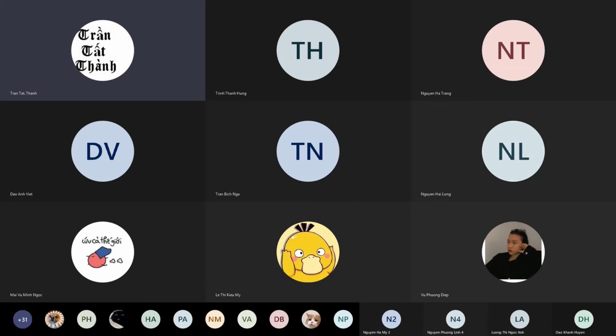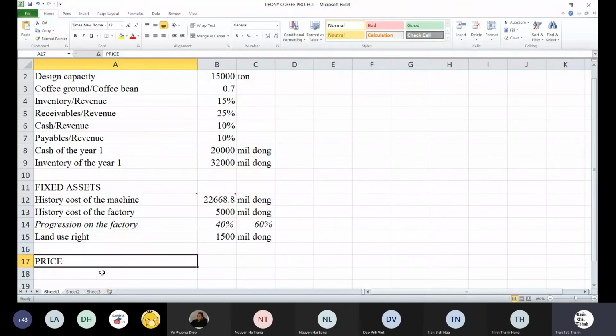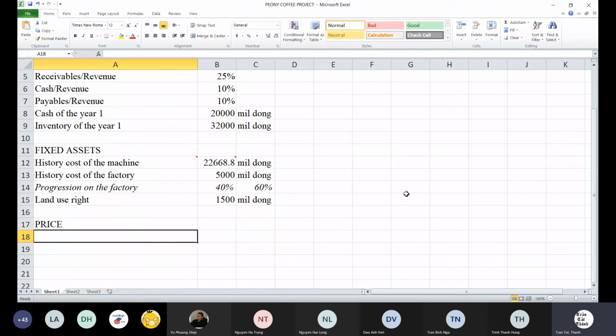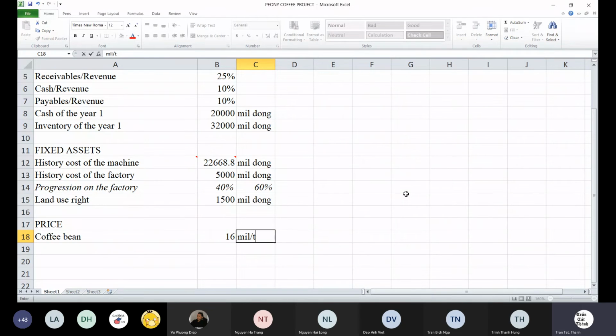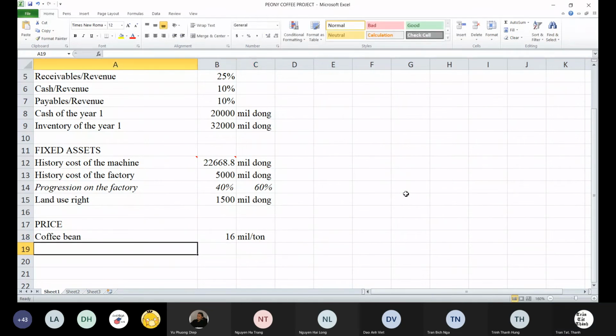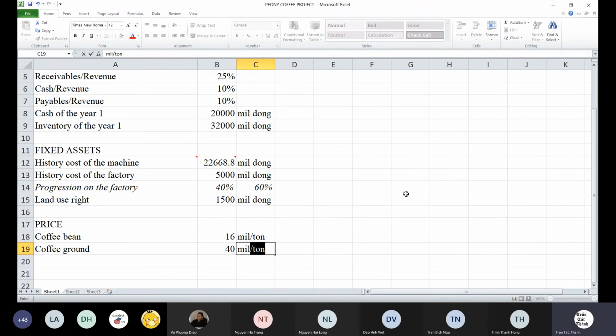It's here already. Okay, now we continue with the price. The price of coffee bean is going to be 16 million dong per ton. Price of coffee ground is going to be 40 million dong per ton.